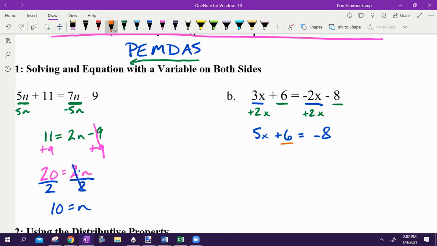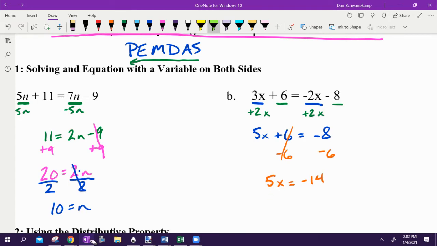Then again, I still haven't gotten rid of it. I've got these things on different sides. I want to get them to the same side. So I'm going to subtract 6, because it says plus 6. The opposite of plus 6 is minus 6. Those two things will cancel. I get 5x equals negative 8 minus 6 more. Negative 8 minus 6 more gets me negative 14.